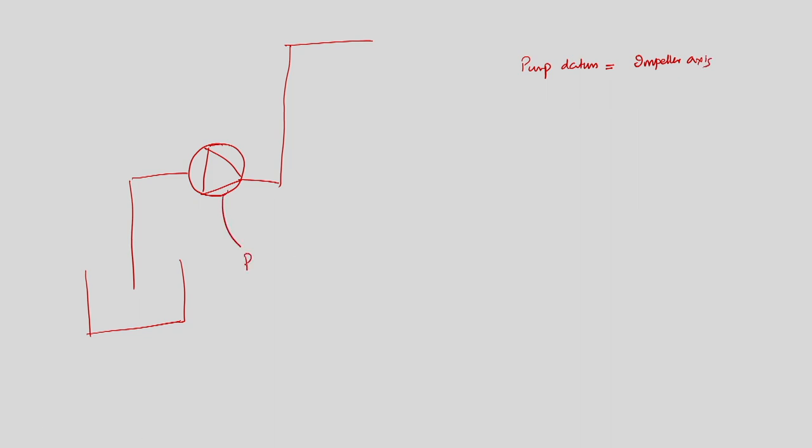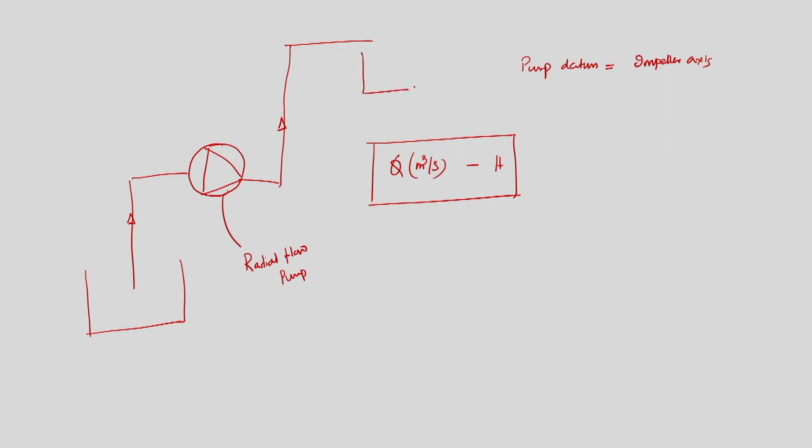This radial flow pump is installed in a place where the pump is used to supply water, maybe in m³/s, against a head of h. So this pump is used to supply water against a head of h in a reservoir, while it is drawing water from a reservoir which is located, say, hs distance below the pump axis level, and it is also supplying water to a reservoir which is again located hd distance above the pump axis level.